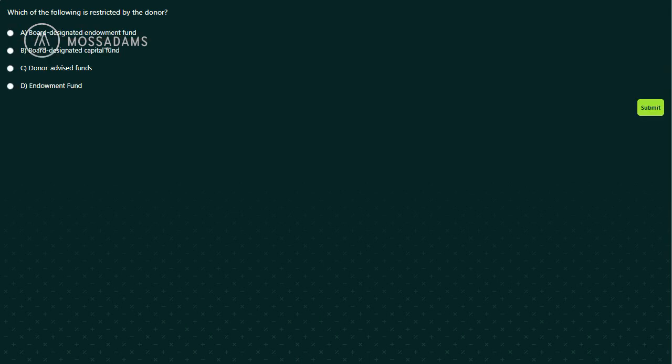Deeper dive into understanding restrictions, understanding financial statements, understanding the liquidity of a not-for-profit organization when you're looking at the financial statements and some of those pieces. So the question we have to really just set you up, and we'll dive into this a little bit more, is which of the following is restricted by the donor? Is it the board-designated endowment fund? Is it a board-designated capital fund? Is it a donor-advised fund or an endowment fund?